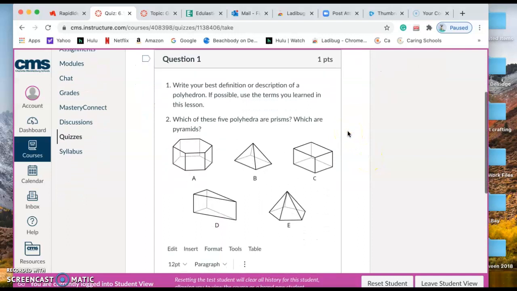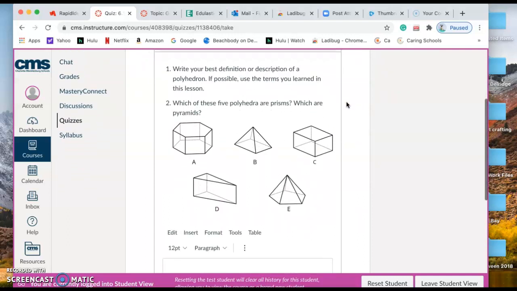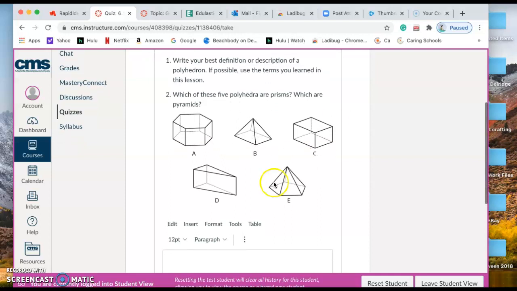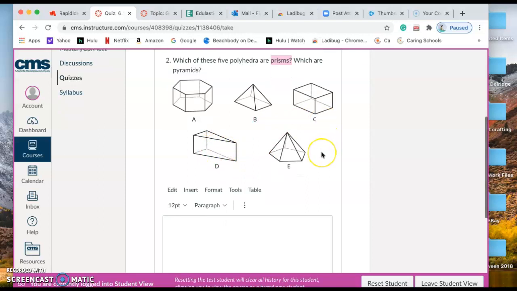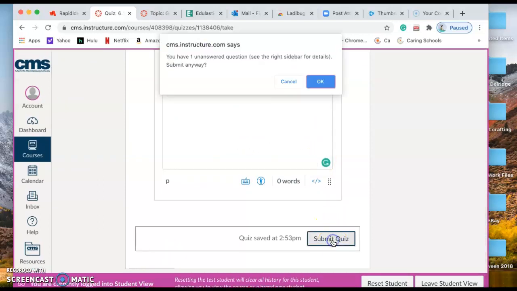So your job now on this quiz would be to write your best definition or description of a polyhedron. If possible, use the terms you learned in the lesson. So you would go down here and you would fill that in. Okay, and remember, you can go back to the glossary and use those. Which of these 5 polyhedra are prisms? So remember, they have congruent bases connected by rectangles. Which of those would be prisms? Then, which of those would be pyramids? I'll give you a hint. There's 3 prisms, and there are 2 pyramids. So 3 prisms, 2 pyramids. Remember, this one might try to bite you because it looks kind of similar to one of the other shapes, but it's not. Okay? You would then submit your quiz.